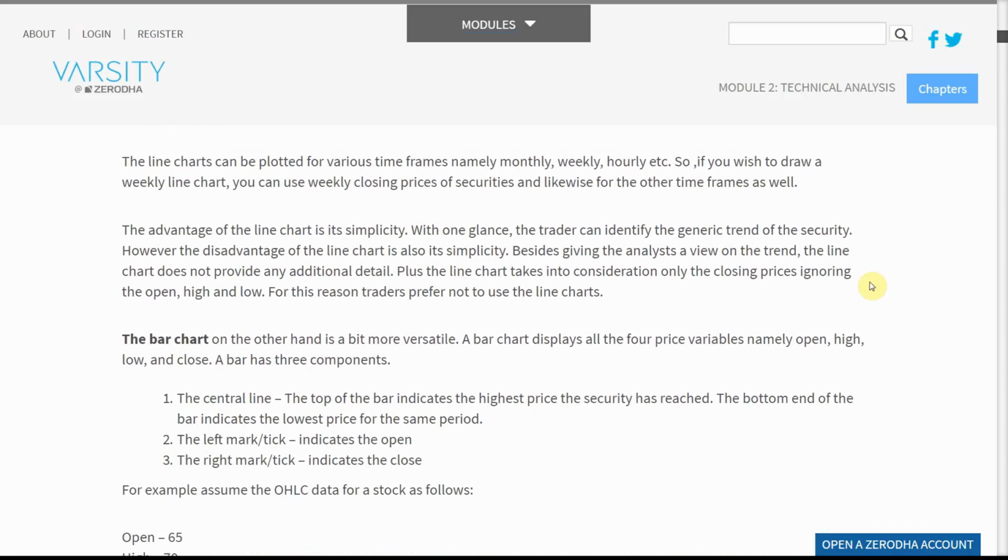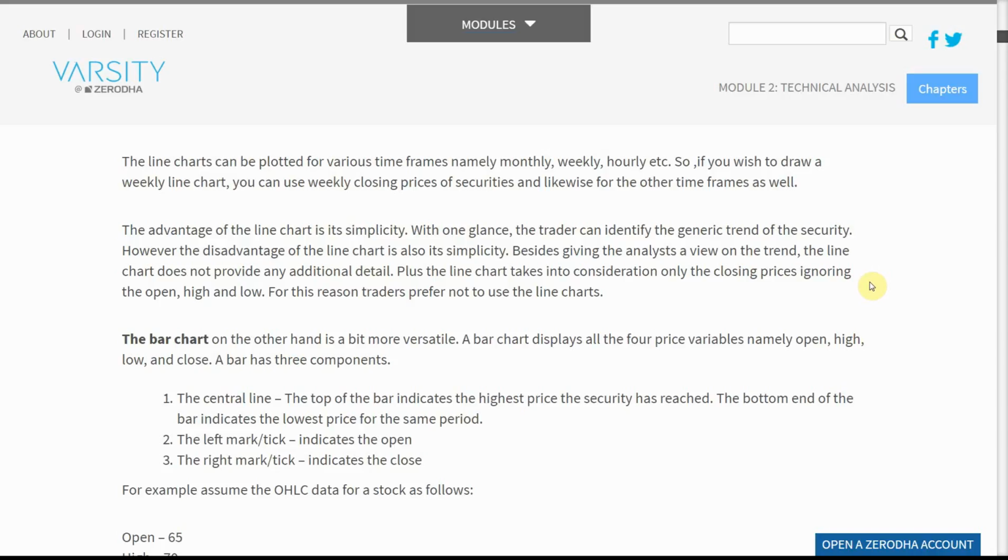So, if you wish to draw a weekly line chart, you can use weekly closing prices of securities and likewise for the other time frames as well. The advantage of the line chart is its simplicity. With one glance, the trader can identify the generic trend of the security. However, the disadvantage of the line chart is also its simplicity. Besides giving the analysts a view on the trend, the line chart does not provide any additional detail. Plus, the line chart takes into consideration only the closing prices, ignoring the open, high and low. For this reason, traders prefer not to use the line charts.